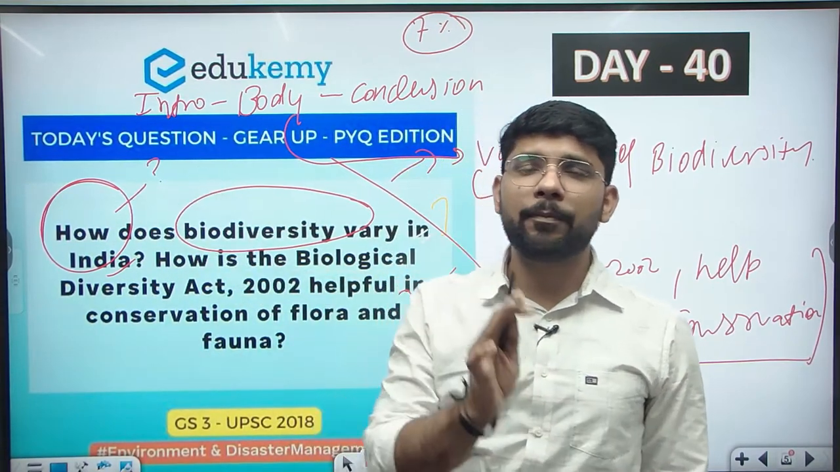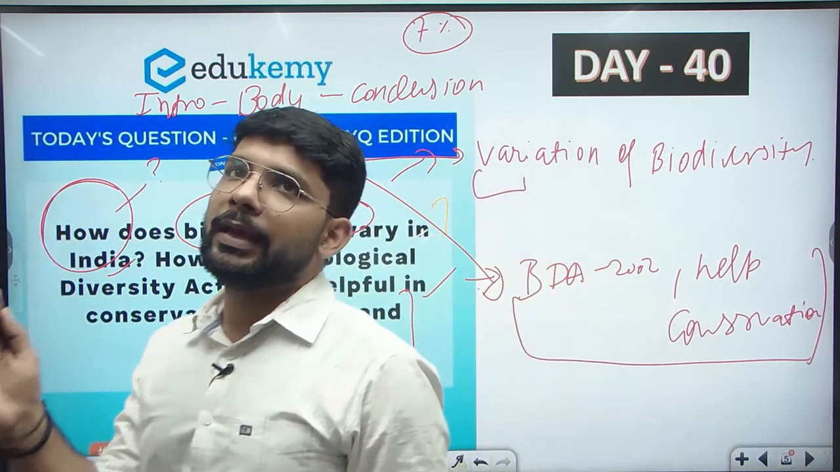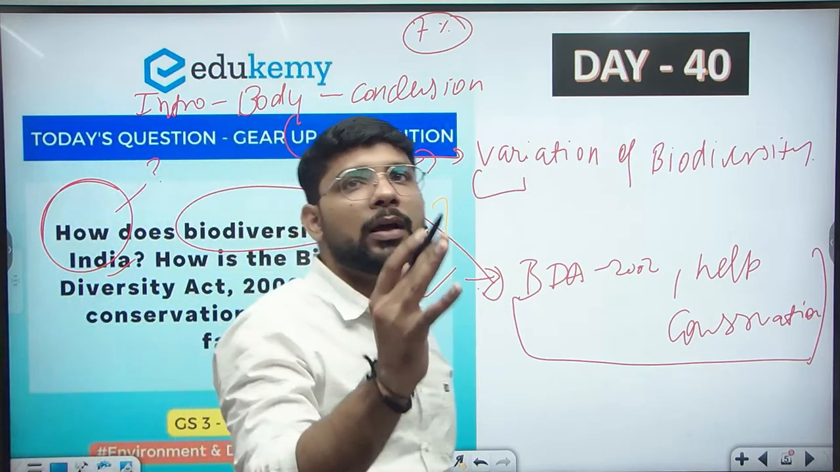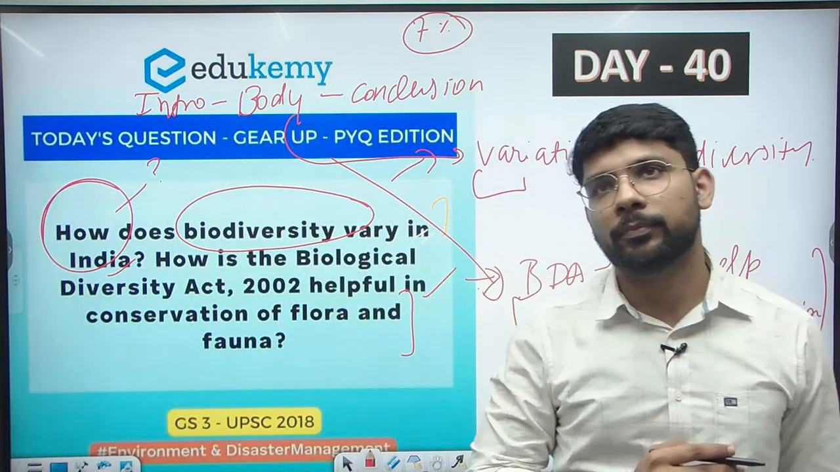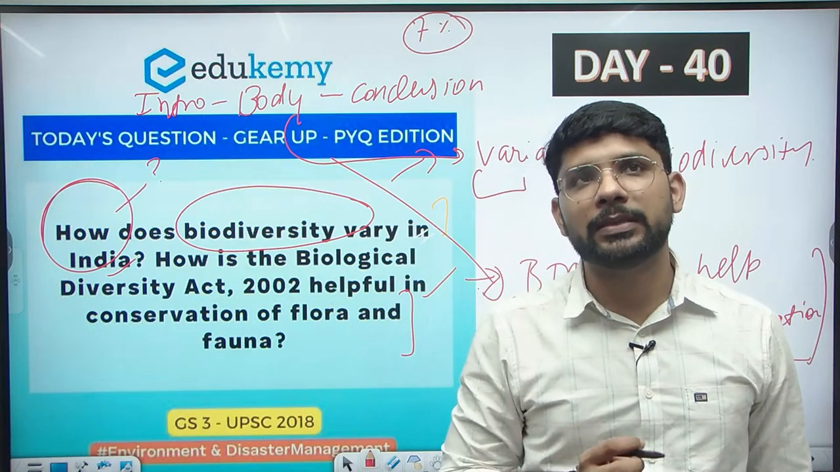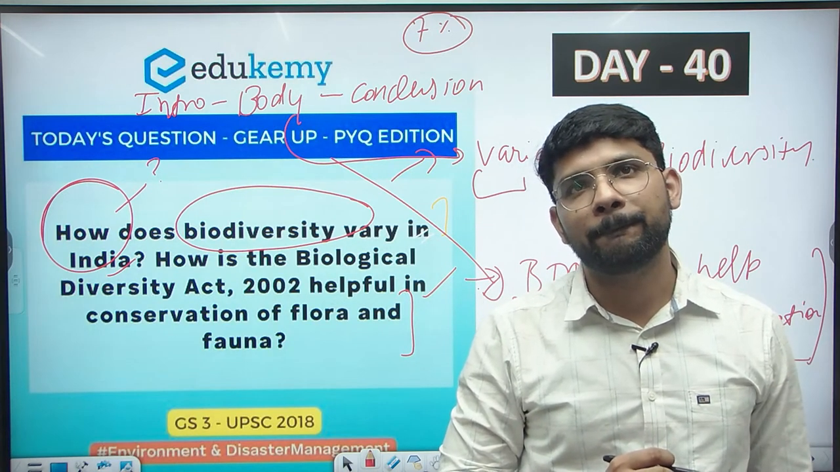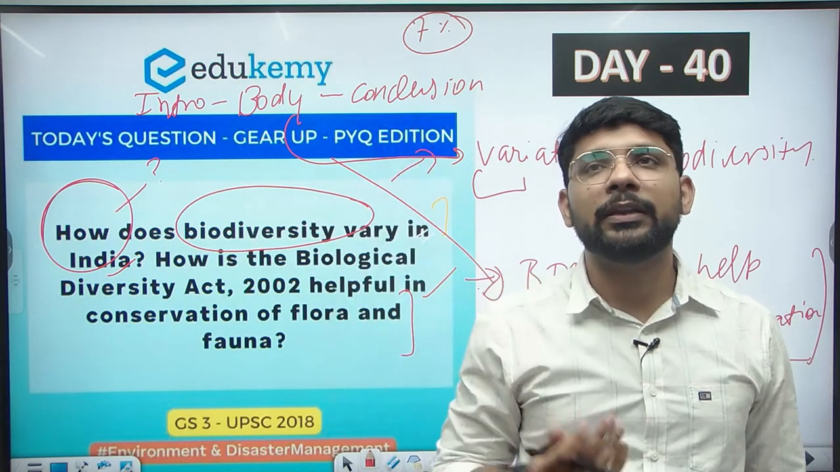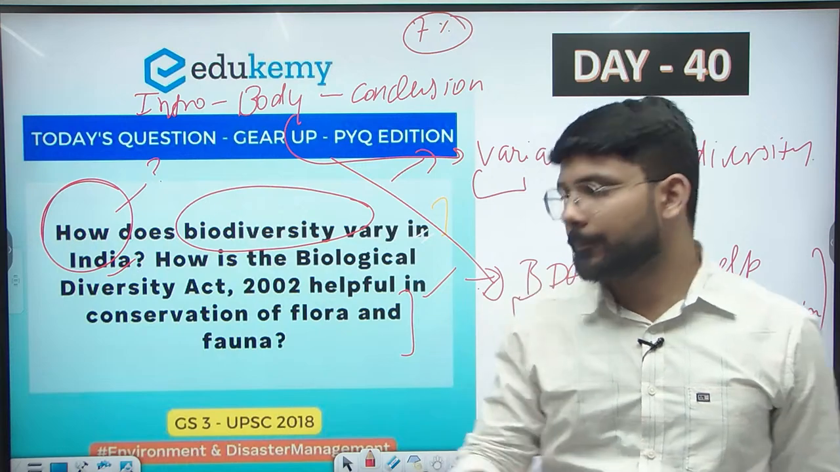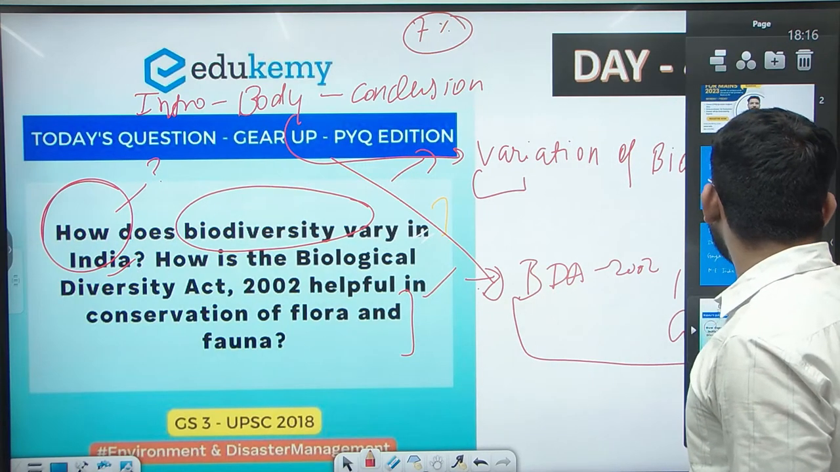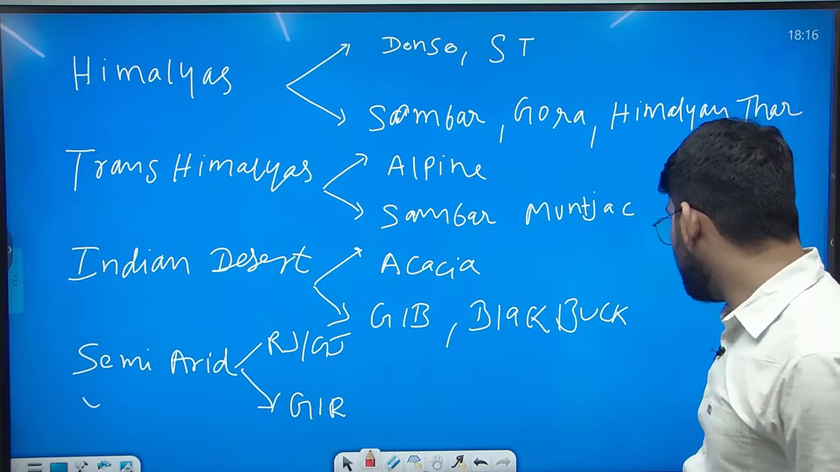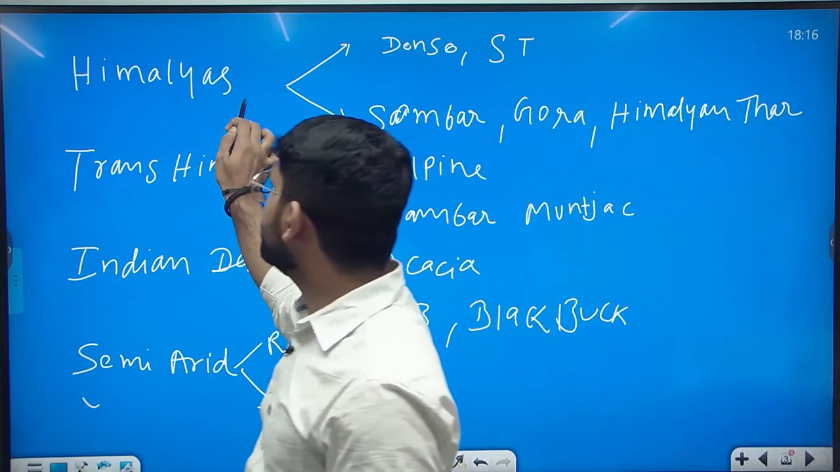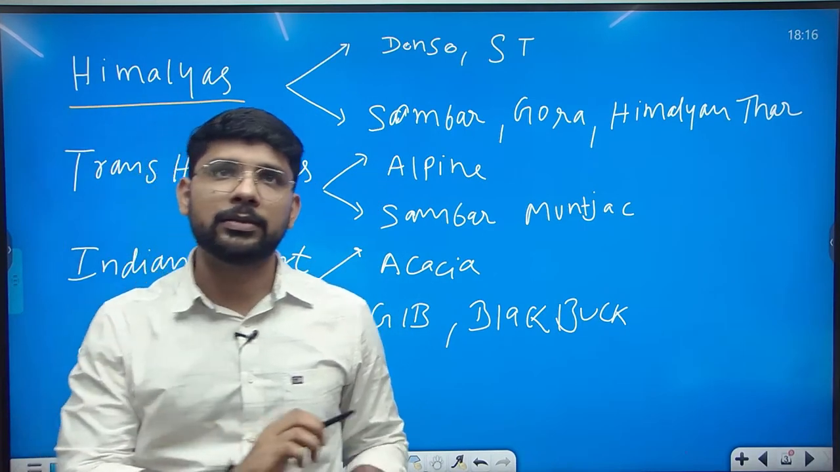Means we need to give the examples. We need to give the name of the area where there is a different variation of the flora, different variation of the fauna, different animals and plant species respectively. So we look at how it varies. So we need to list out the different regions, Himalayan regions. So let's see what can be the best example and what can be the different kinds of regions here. So first we are listing here the Himalayan region, the Himalayas.